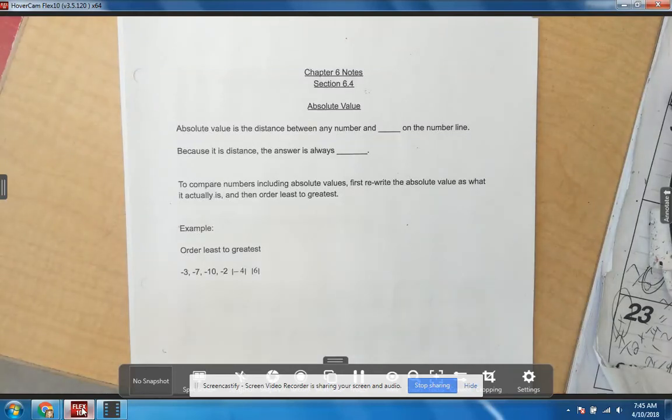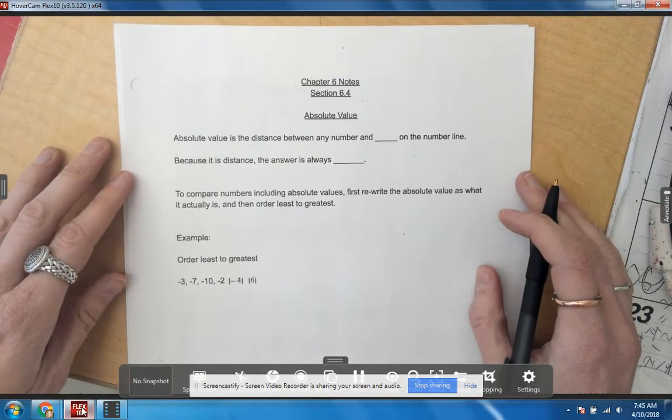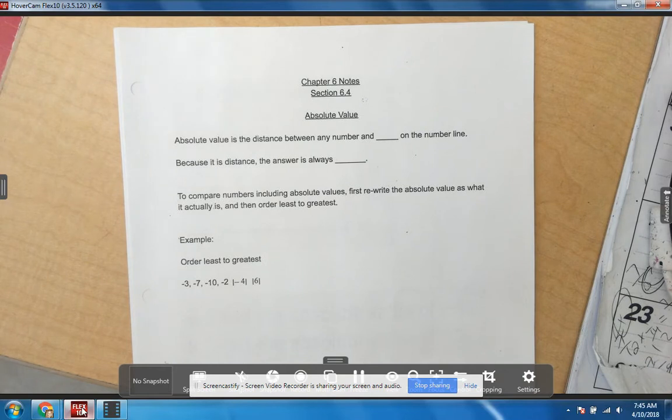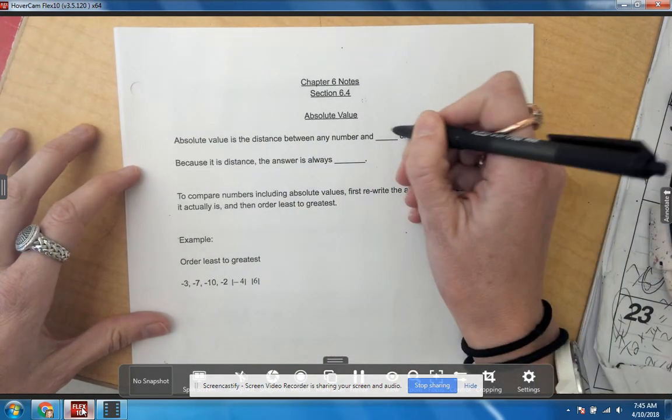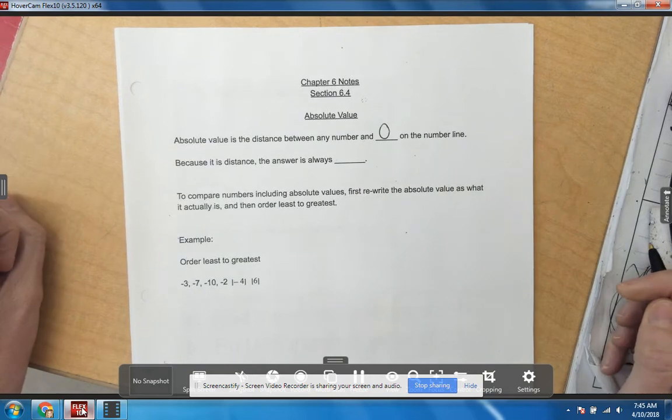So a couple weeks ago, we talked about absolute value, but we mentioned it very briefly. So today I'm going to do a mini lesson on absolute value. I think this is one of the easier things to deal with when you're talking about integers. So if you remember, integer is just a fancy word for a positive or negative whole number. So absolute value is the distance between any number and 0 on the number line.